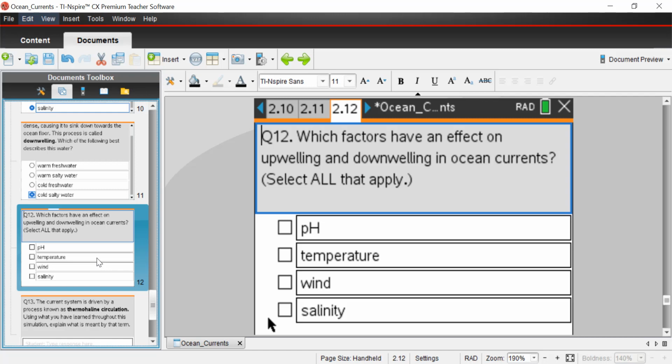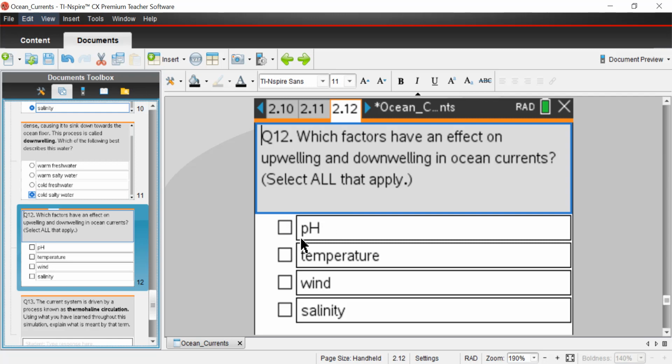Okay, question 12. Which factors have an effect on upwelling and downwelling in ocean currents? It says select all that apply. Whenever you see this sort of select all that apply, it implies there may be more than one correct answer. It's not asking which one causes upwelling and downwelling necessarily. It's saying which factors have an effect on upwelling and downwelling. So what variables contribute to one or the other, or in this case either.